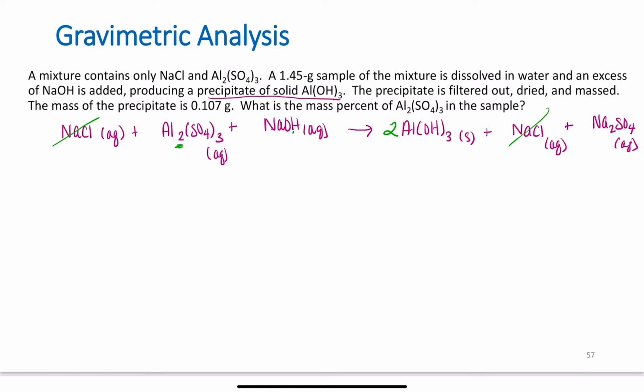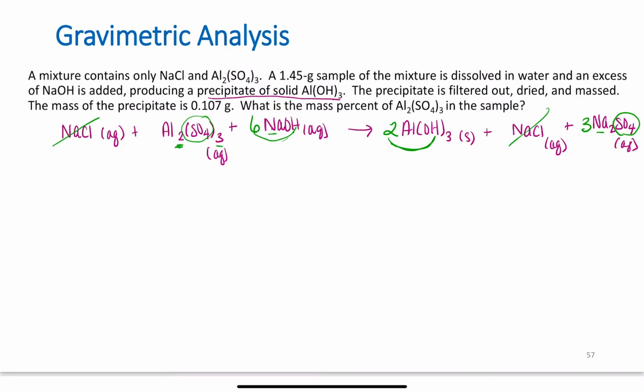We've got 2 aluminum, 2 aluminum. I've got 3 sulfates here. I need to put a 3 in front of here, so I have 3 sulfates over here as well. Now, I've got 1 sodium here, but now I've got 6 sodiums over here, because again, I'm ignoring the sodium from the sodium chloride. I'm going to put a 6 in front of here to balance out my sodiums. Now I've got 6 hydroxides here, and I see I've also got 6 hydroxides here. So my equation is actually balanced now, which is what we needed.